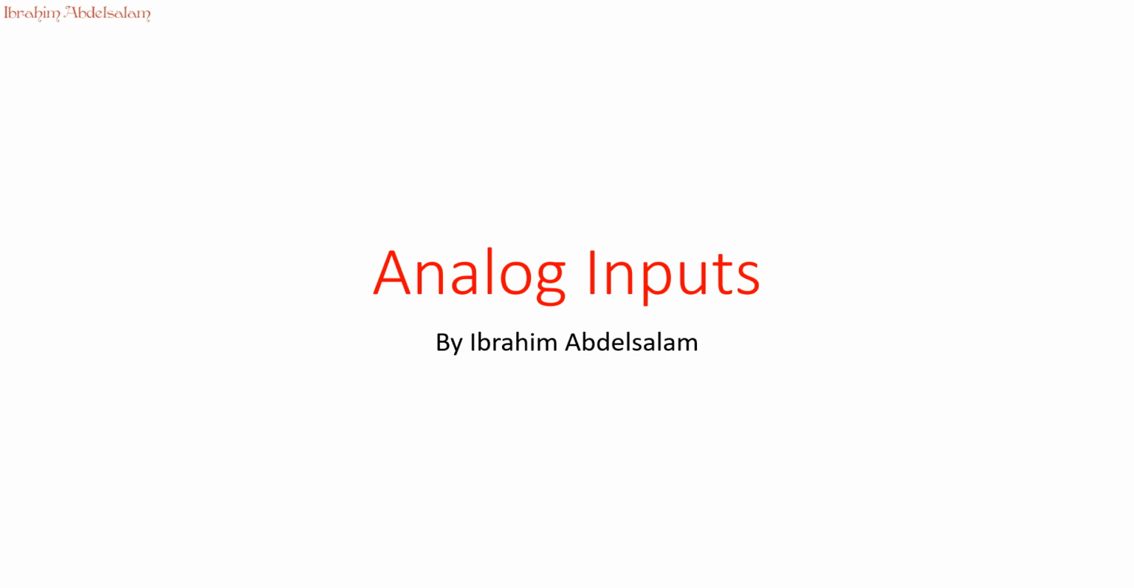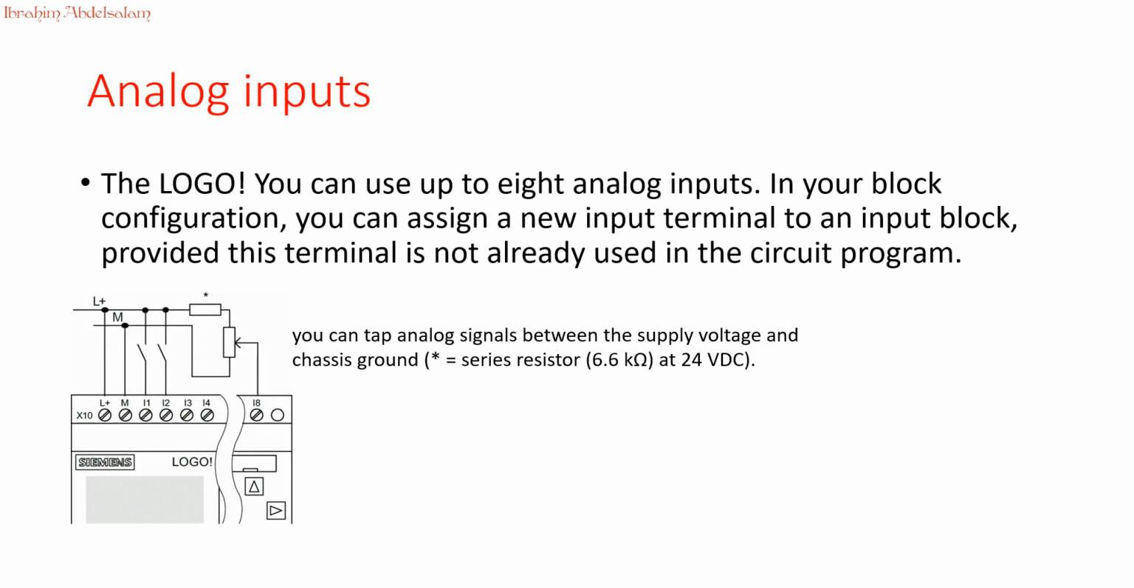Today I will talk about Siemens LOGO analog input. LOGO can accept up to 8 analog signals. The voltage level for the analog signal ranges from 0 to 10 volts in case of a voltage signal. In case of a current signal, the range must be selected between 0 to 20 milliamps or from 4 milliamps to 20 milliamps. Also, the analog LOGO can accept a BT100 temperature sensor.